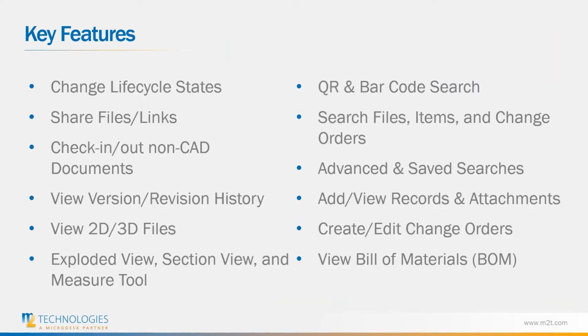Once we have the mobile device set up, some of the key features we have access to are the ability to change lifecycle states on items. We can change them to released. We can also share files or file links from within the app. We can check in or check out non-CAD documents such as PDFs. We can view the version and revision history of all items in the vault.